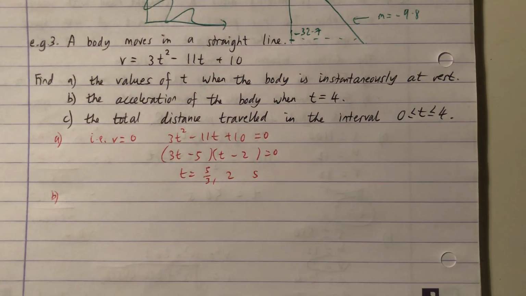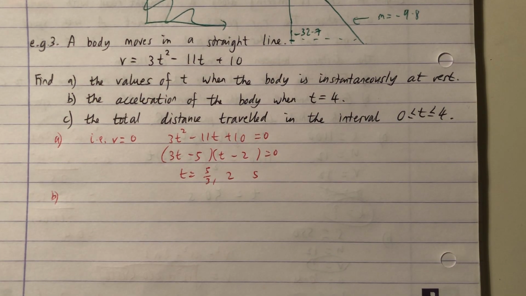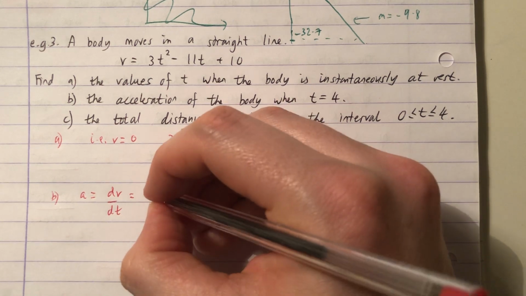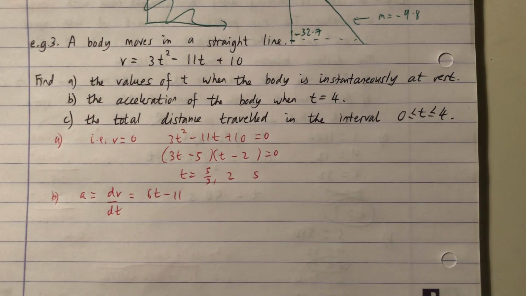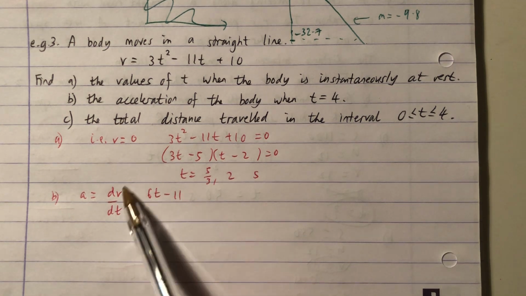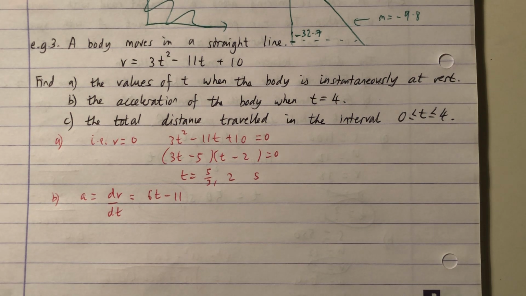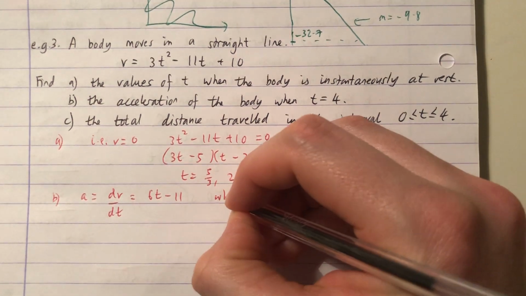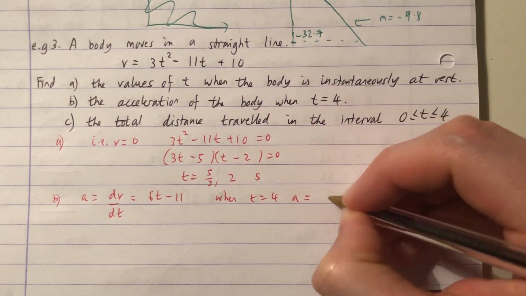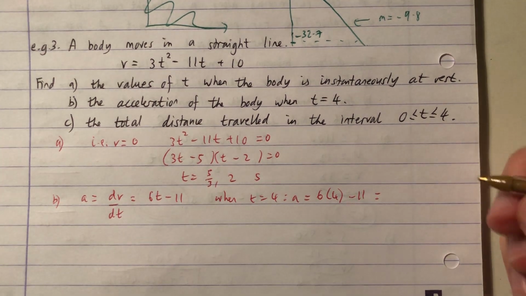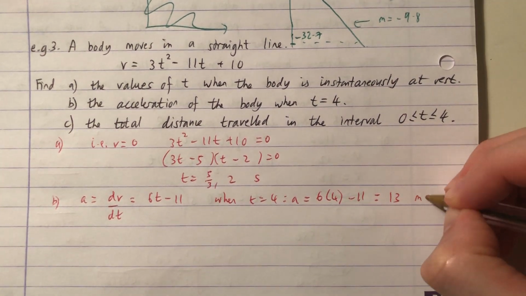Part B. Find the acceleration when t is equal to 4. We haven't got a formula for acceleration, but we can get one by differentiating once. And that gives us the acceleration at any point, and as you can see, that is not just a single number, it is a function of t, hence the variable acceleration part. So when t is equal to 4, the acceleration is 6 times 4 subtract 11, which is 13 meters per second squared.